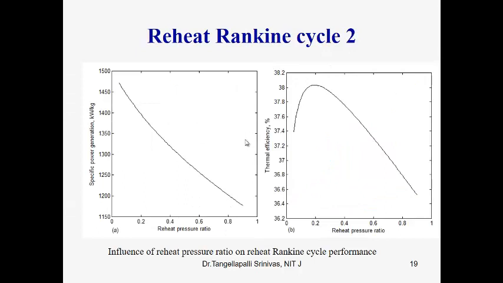In the reheat Rankine cycle, the performance is analyzed here in terms of specific output and thermal efficiency. Reheat pressure ratio is increased. Reheat pressure ratio is defined as the ratio of reheat pressure and boiler pressure. With increase in the reheat pressure, there is a drop in output. Once the reheat pressure is increasing, the high pressure steam expansion in the high pressure steam turbine is decreasing. That's why there is a drop in the output. But efficiency keeps on increasing as well as decreasing. That's why there is an optimum reheat pressure ratio.